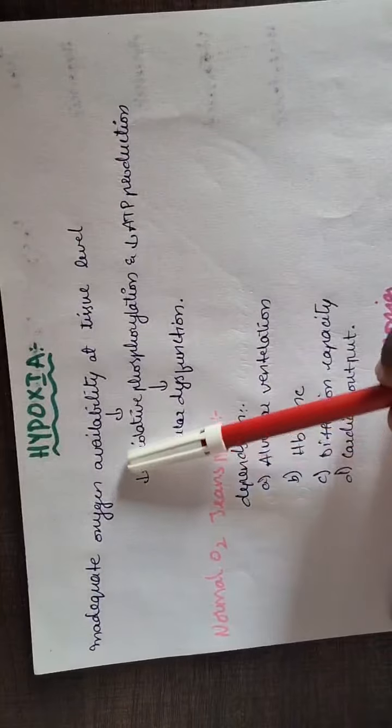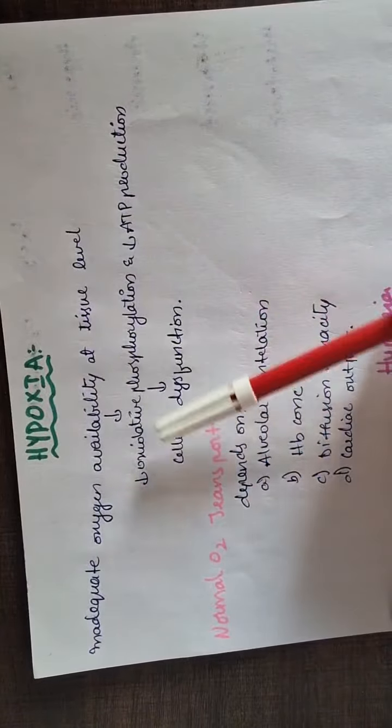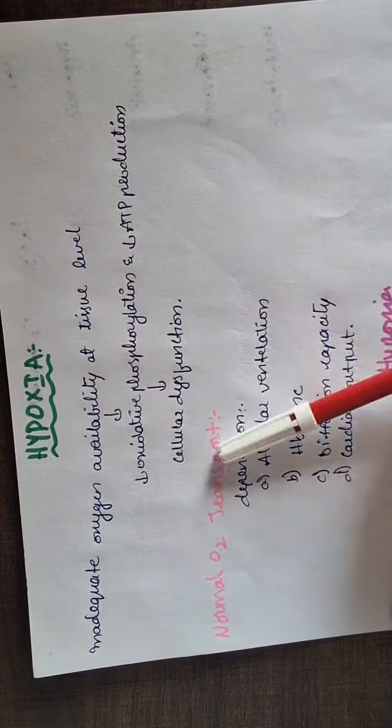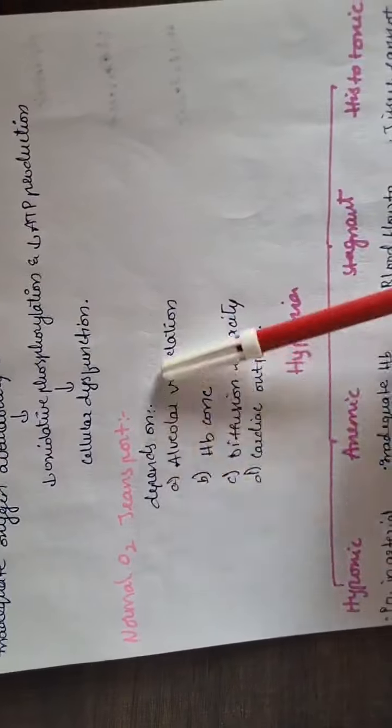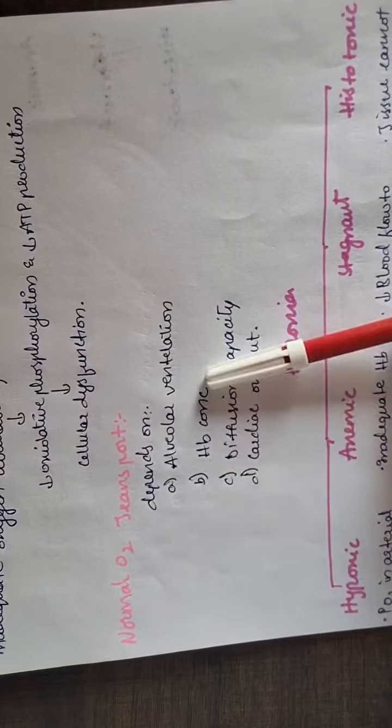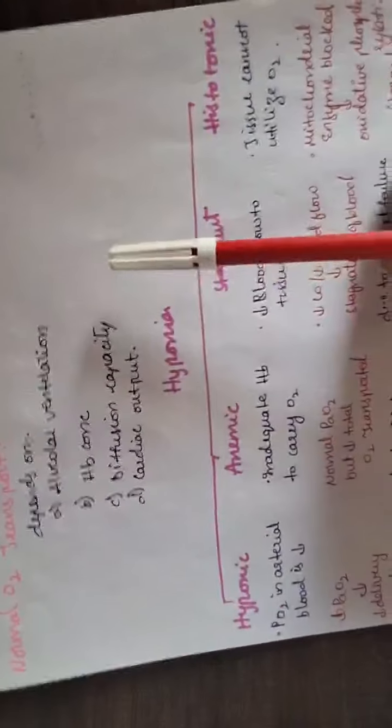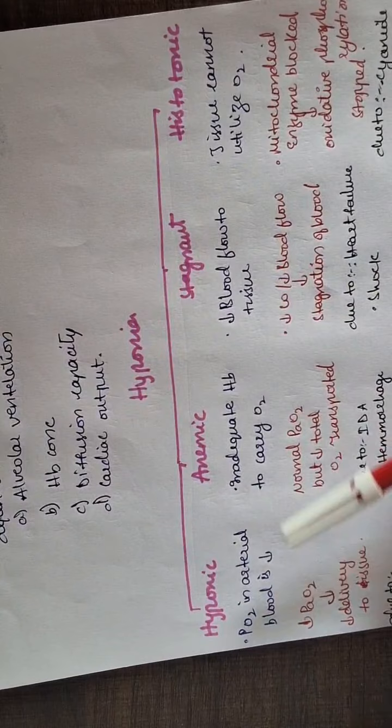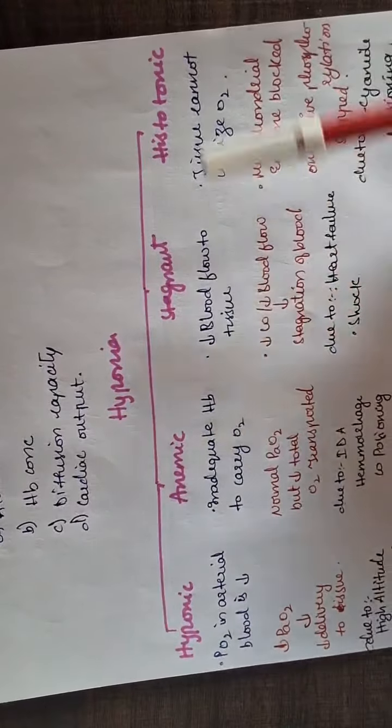Hypoxia is defined as inadequate oxygen availability at the tissue level, leading to decrease in oxidative phosphorylation and ATP production, which leads to cellular dysfunction. The normal oxygen transport depends on alveolar ventilation, hemoglobin concentration, diffusion capacity, and cardiac output. Hypoxia is divided into 4 types: hypoxic hypoxia, anemic hypoxia, stagnant hypoxia, and histotoxic hypoxia.